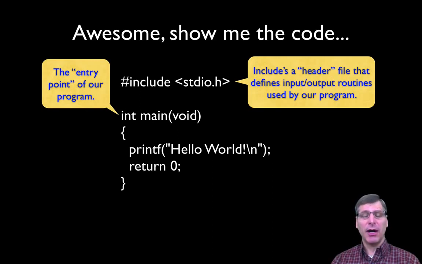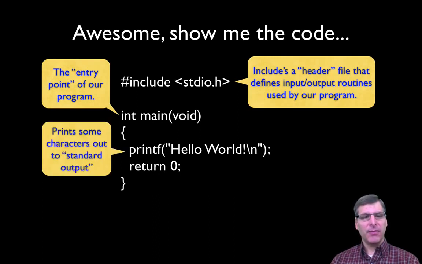In other words, when we compile and run this program, main is where the runtime is going to start executing. The first statement in our program, so the main is followed by a block, which is delimited by the open curly, close curly. And the first statement here is a printf statement. And what printf does is it prints out whatever we tell it to what we call standard output. And we'll talk about that more later.